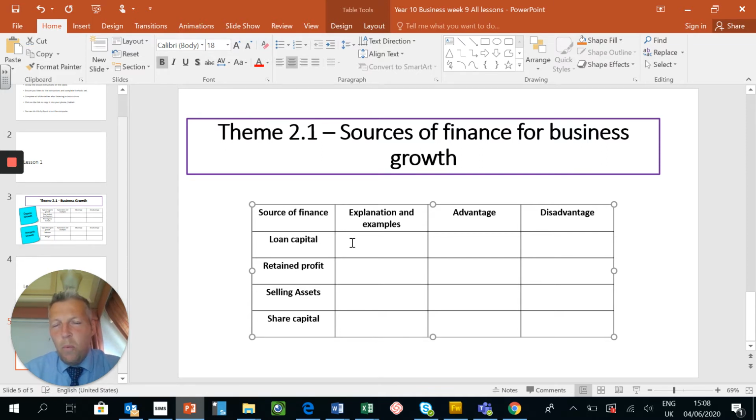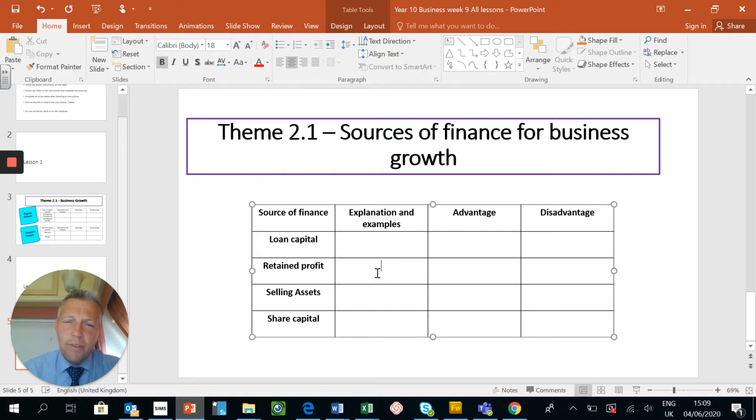This is a way of a business getting large amounts of money. They can go to a bank to get a large loan if they need to. That could be for a number of reasons. It could be for starting up a new business in a new location with a new premises. That could be in the form of a mortgage. It could be a medium-term loan in the form of buying a van or whatever it might be for deliveries. So loan capital is a way of getting large amounts of money from the bank, of course, if they approve it straight away.